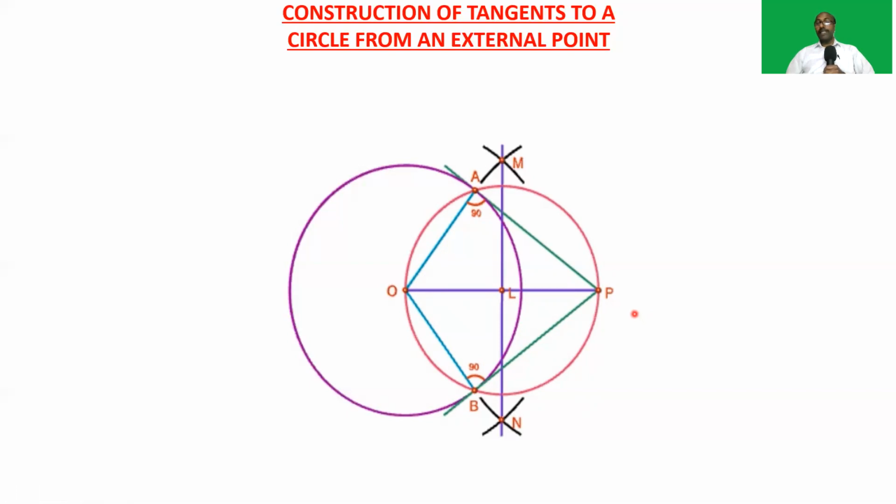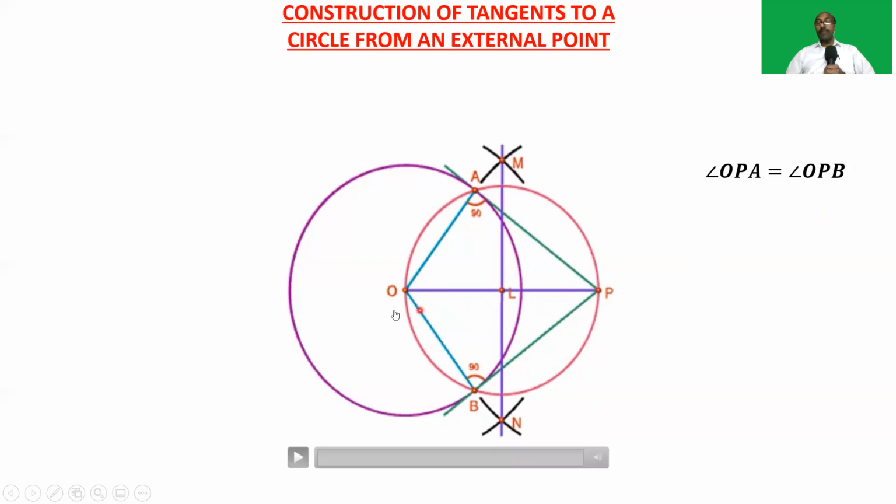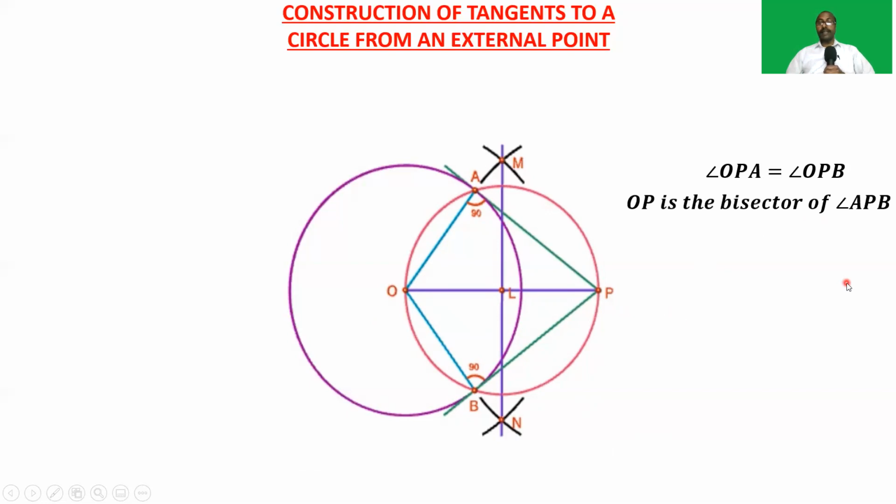As triangle OAP is congruent to triangle OBP, angle APO is equal to angle BPO. That is, angle OPA is equal to angle OPB. That is, OP bisects the angle APB. OP is the bisector of angle APB. We have to remember this result. Here OP is the bisector of angle APB.